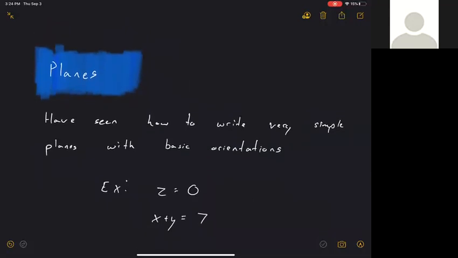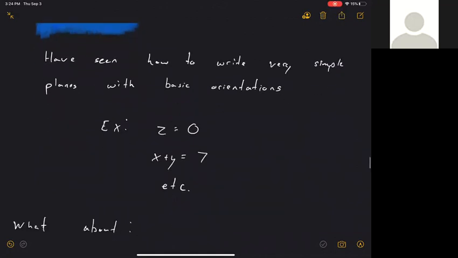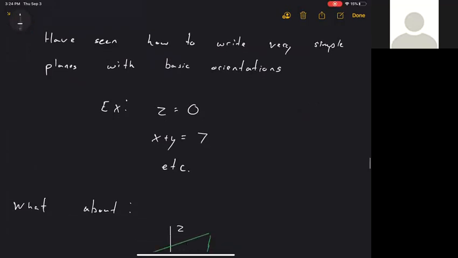Let's move on to planes. We've seen some very simple planes in R3. Just in this video, we've dealt with these two equations. z equals 0 is going to be the xy plane. So, a quick and ugly R3. Z equals 0 would be that horizontal plane. And then we drew x plus y equals 7 earlier. You can rewind the video to check that out.